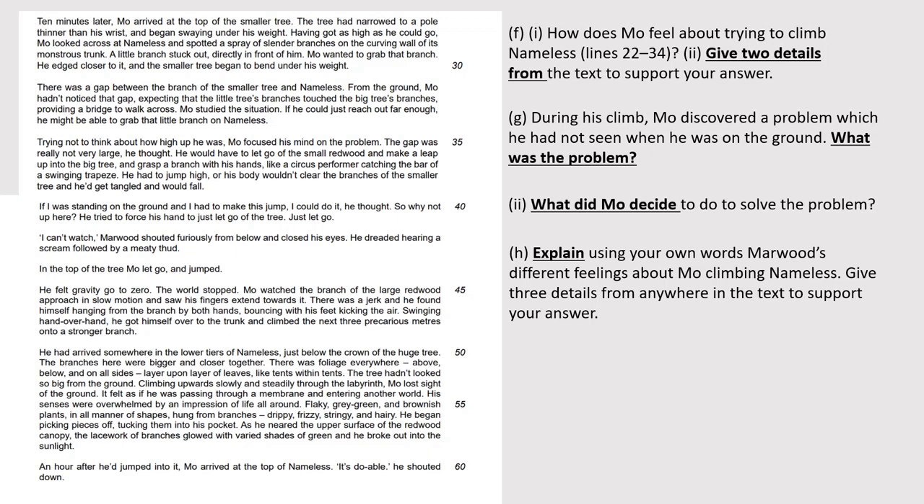In the top of the tree, Mo let go and jumped. He felt gravity go to 0. The world stopped. Mo watched the branch of the large redwood approach in slow motion and saw his fingers extend towards it. There was a jerk and he found himself hanging on from the branch by both hands.